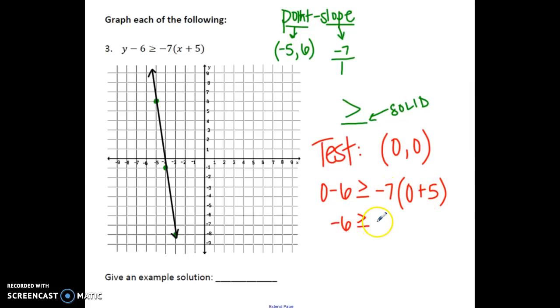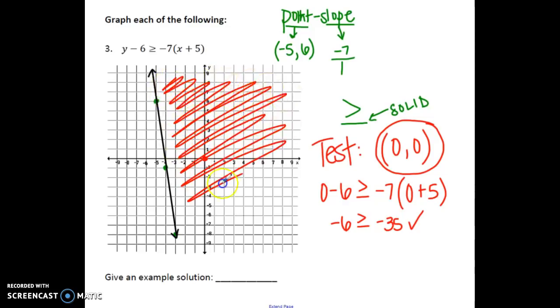5 times negative 7 is negative 35. So is negative 6 greater than or equal to negative 35? Yes, which means the point 0, 0 is a solution, and it lives on the side with all other solutions. So that means I'm going to shade over here to show that every point on this side is a solution.